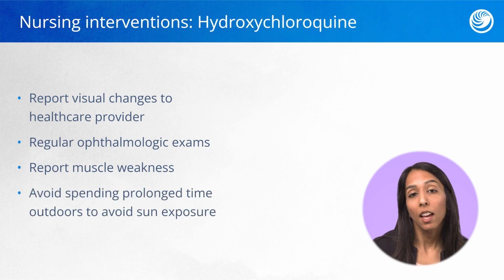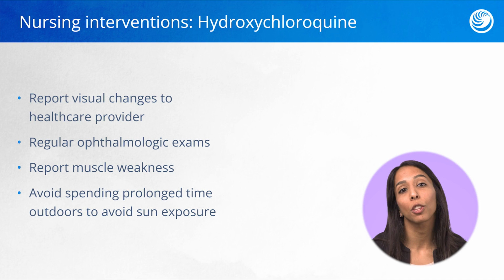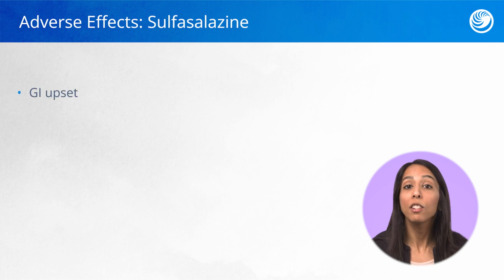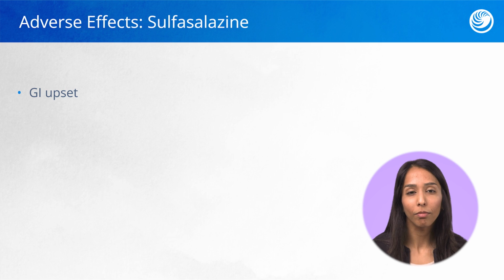And finally, the client should be taught to avoid spending prolonged time outdoors to limit sun exposure due to the risk of photosensitivity. Next, we have sulfasalazine. This is an aminosalicylate with immune modulatory properties that's typically used for inflammatory bowel disease, but it may also help treat rheumatoid arthritis. This drug can cause nonspecific GI symptoms, including nausea and diarrhea.